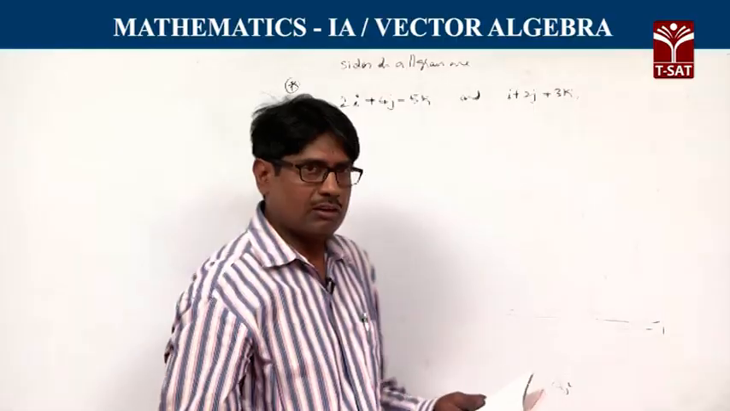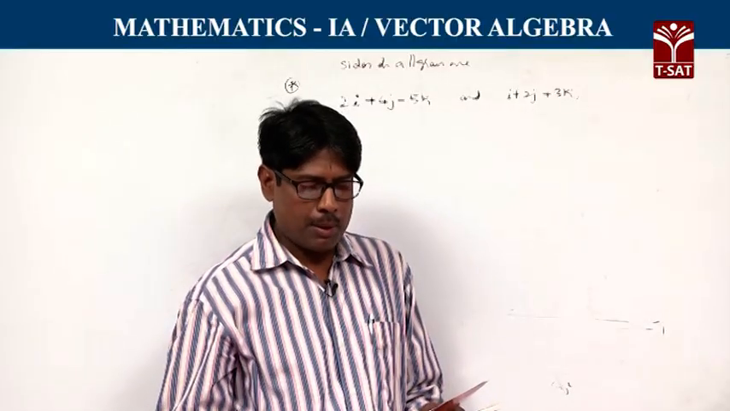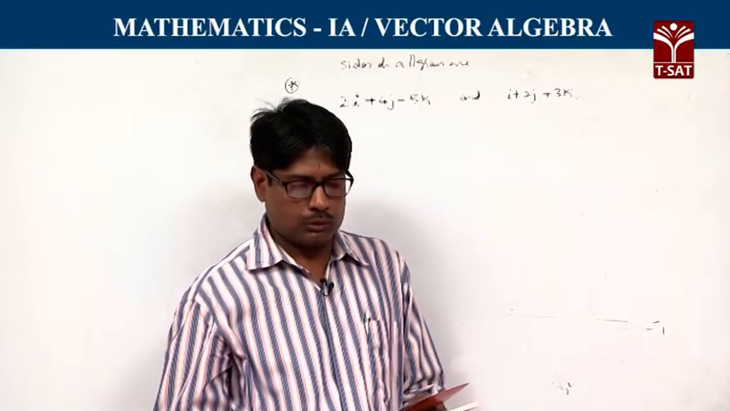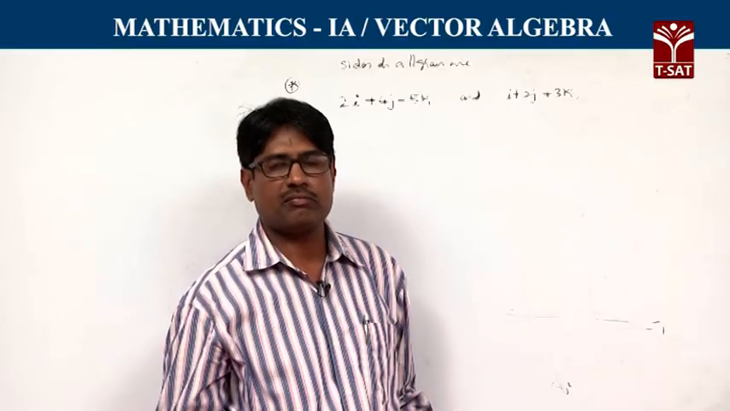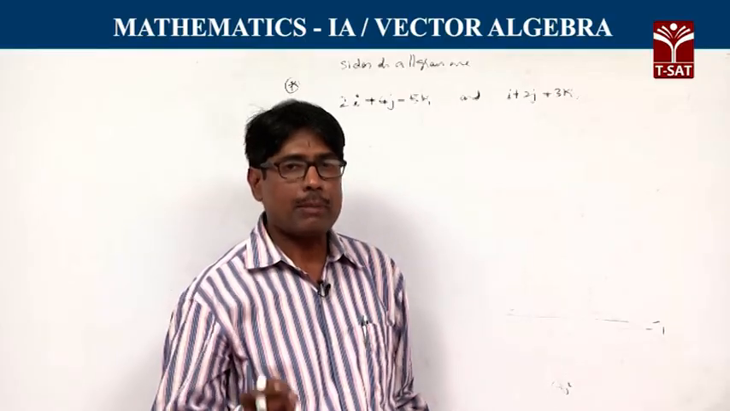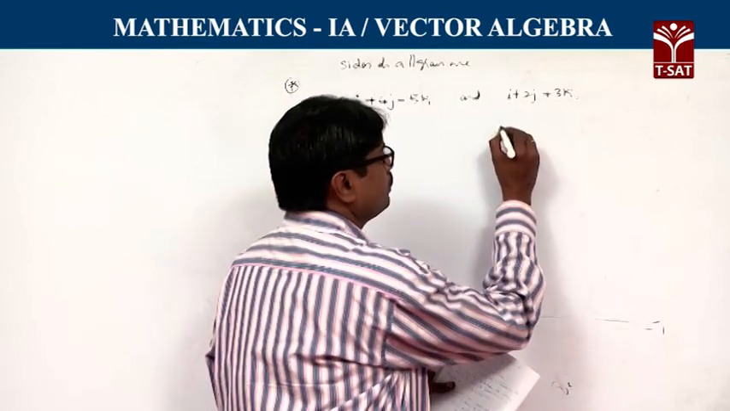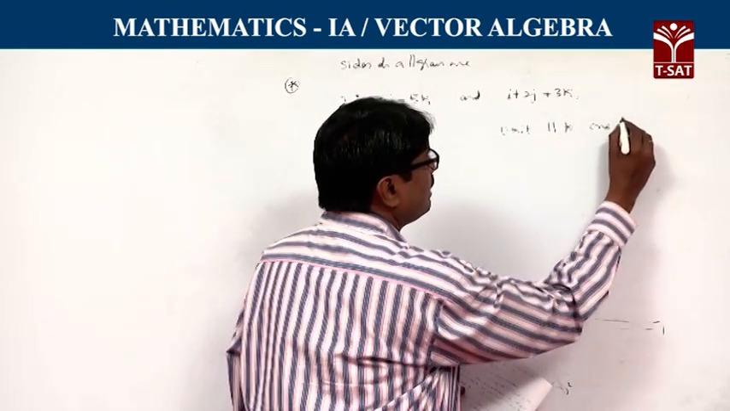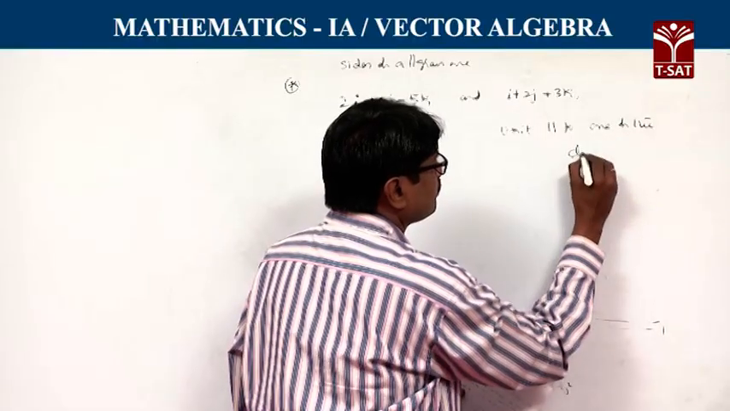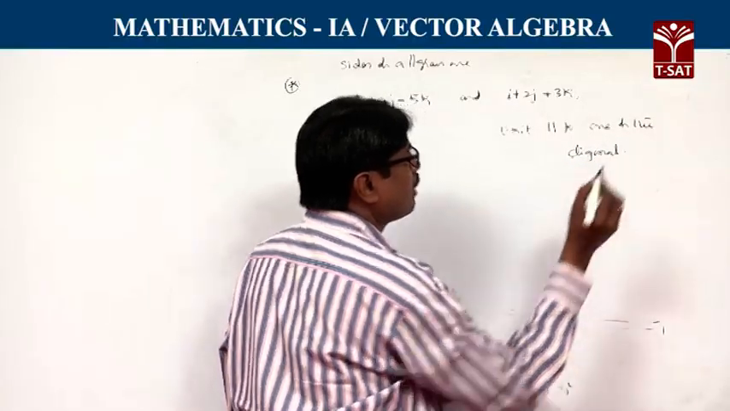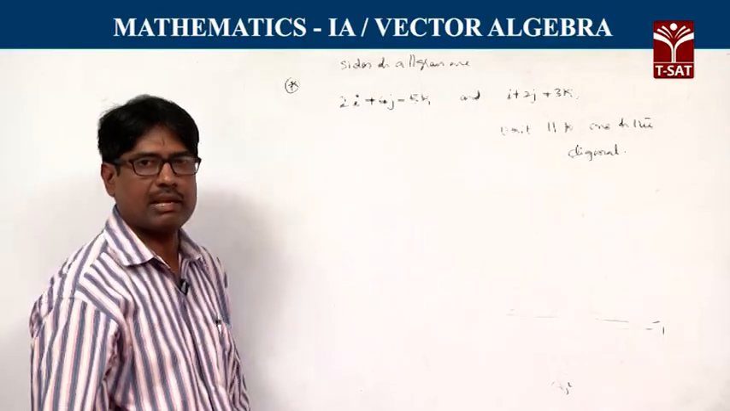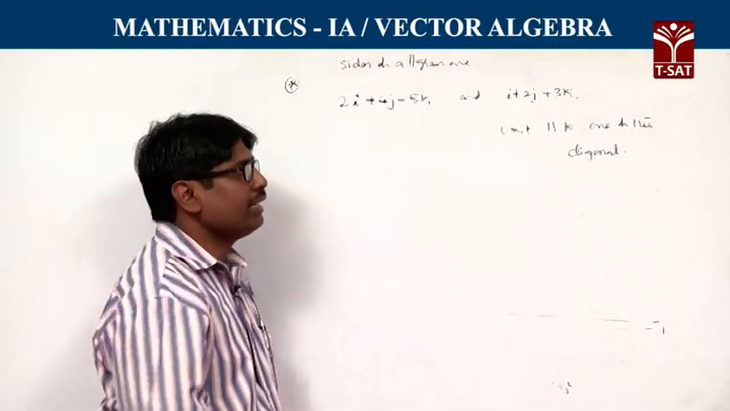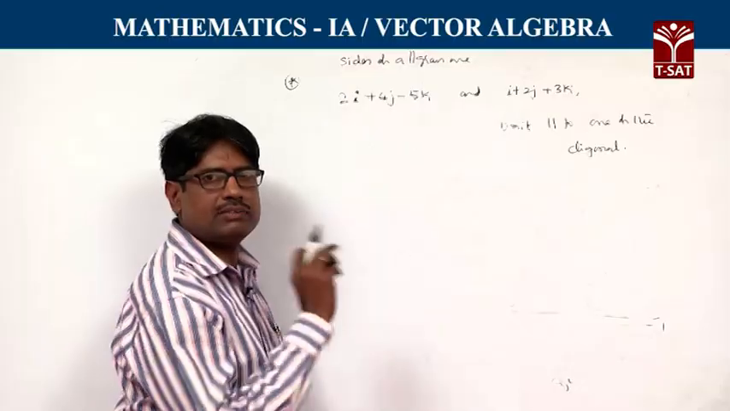Then find a unit vector parallel to one of the diagonals. Find a unit vector parallel to one of the diagonals. Here the sides of a parallelogram are given, then find a unit vector parallel to one of the diagonals.